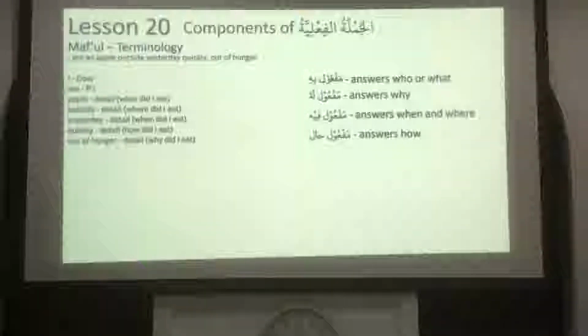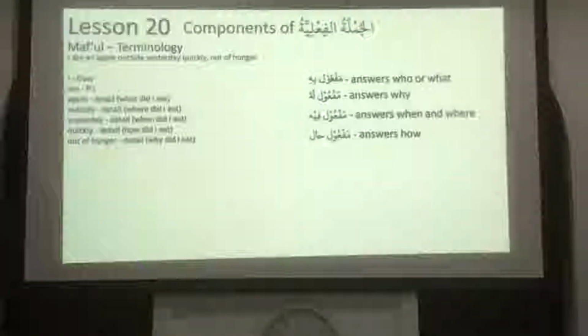Or I decorated the car. So what did I decorate? So who or what, the answer is called maf'ul bihi. The answer to why did I do the job? I helped brother Tanvir out of love. Out of love is the reason that I did it. So that is called maf'ul lahu.